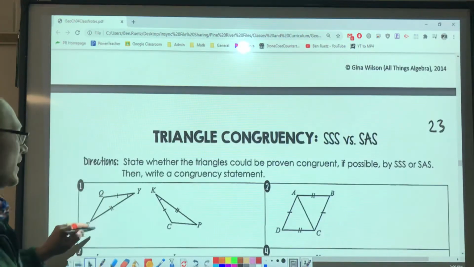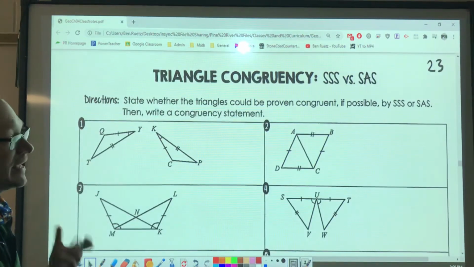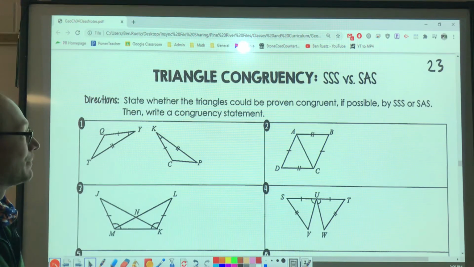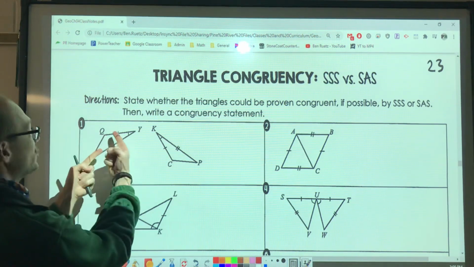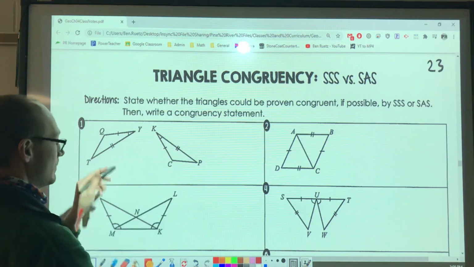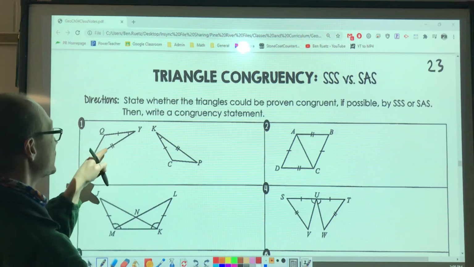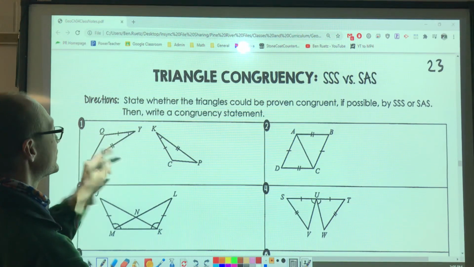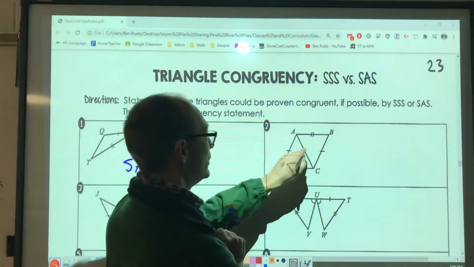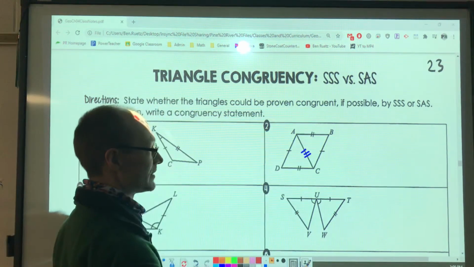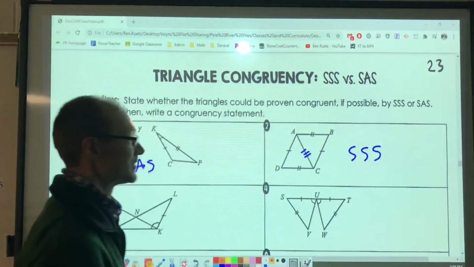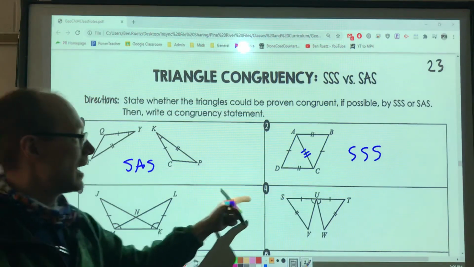So let me see what else we have here. This is a great worksheet. We can go through and see if we have some side, side, side, or side, angle, side, or maybe not possible. Would you agree that these two sides have an angle between them and are matched over here by that same thing? So this right here would have to be a side, angle, side. This right here, I know that a side is the same as itself. 1, 2, 3. This is a side, side, side. Nice.